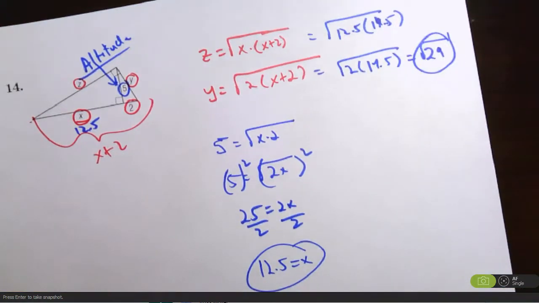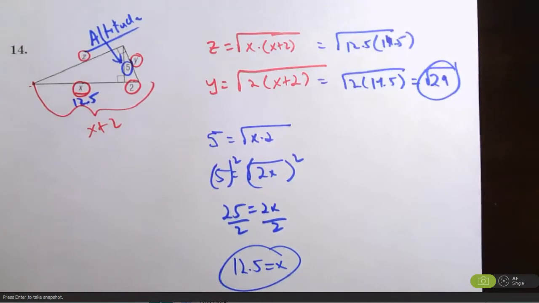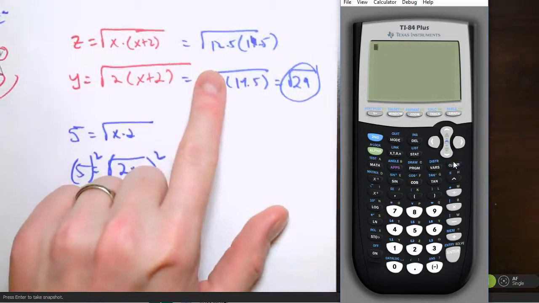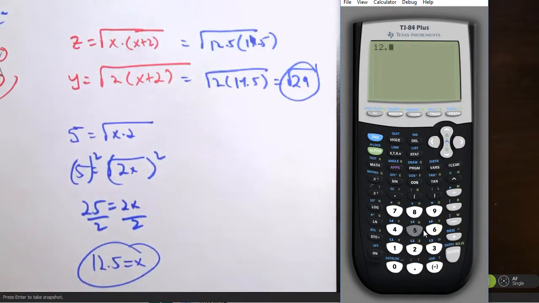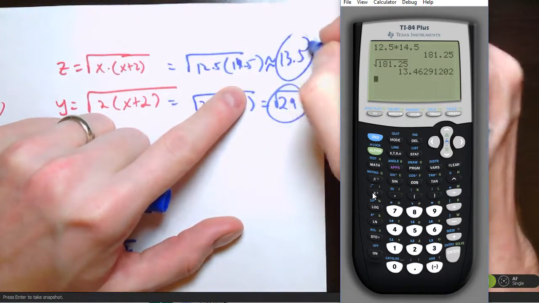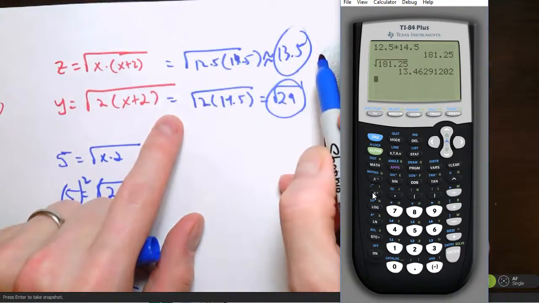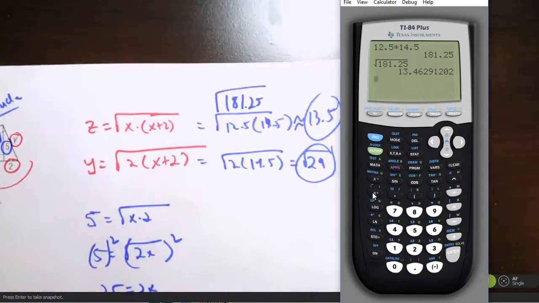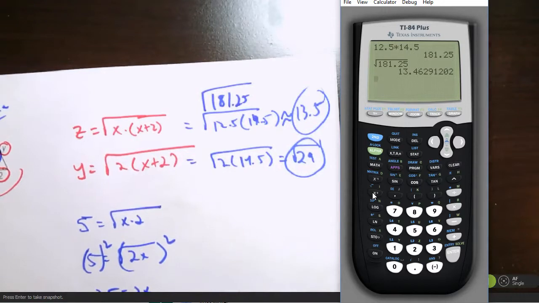So I'll get out my calculator real quick. There we go. So the square root of 12.5 times 14.5, which is, let's see what that is. That's 181.25. So the square root is 13.46. So yeah, approximately 13.5. Now, the only reason I didn't do this as a radical is because I'd have the square root of 181.25, which I guess I could leave like that, but that's not going to break down any, so we'll just leave it that way.